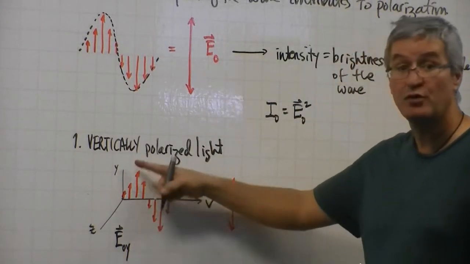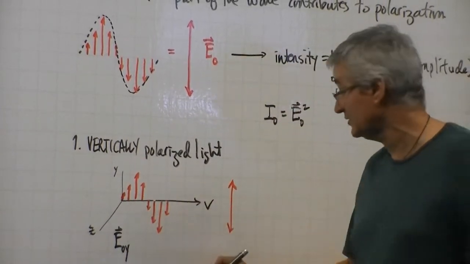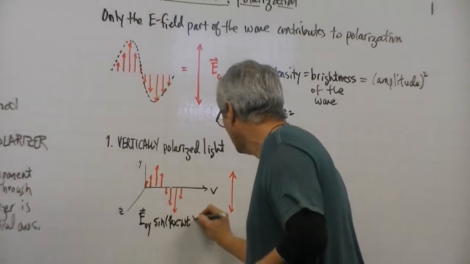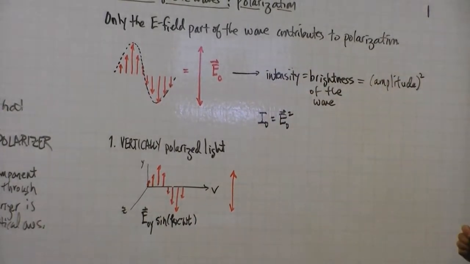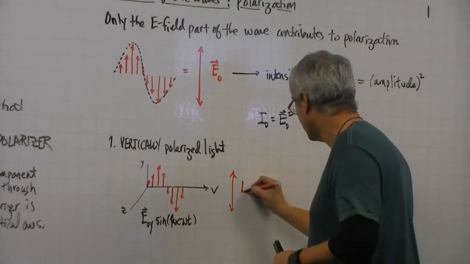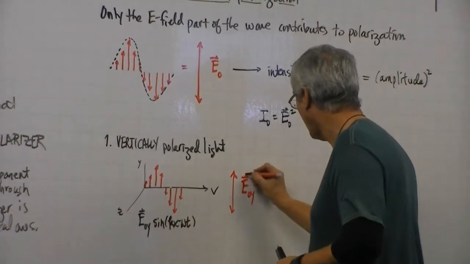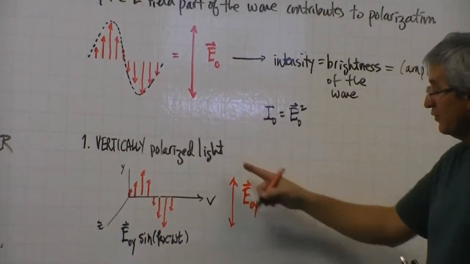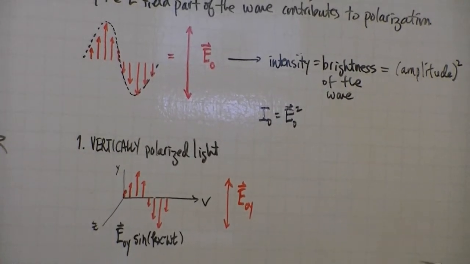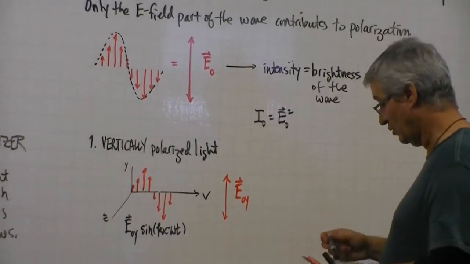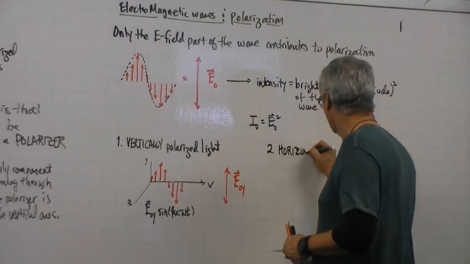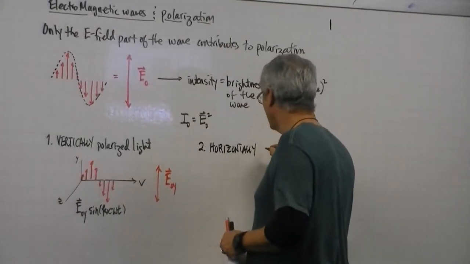Why? Because it's vertically polarized along the Y direction. And then my wave here is going to be sine of kx minus omega t. So there's my wave. When I look at the amplitude of this, the amplitude is going to be E naught Y, telling me that this is vertically polarized along this direction. If I do the same thing along the horizontal direction, I then have horizontally polarized light.